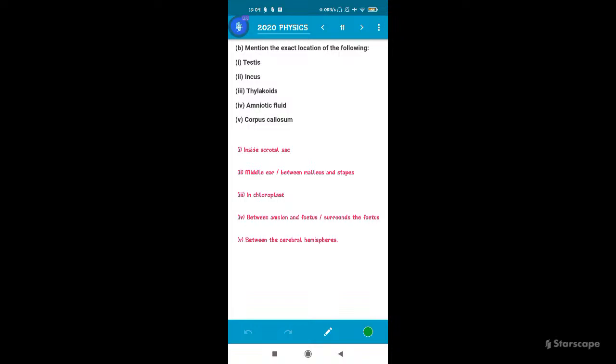So your first question is testis. This is from the chapter human reproductive system. So testis is located inside the scrotal sac, or you can also write inside the scrotum. Both the answers are acceptable.